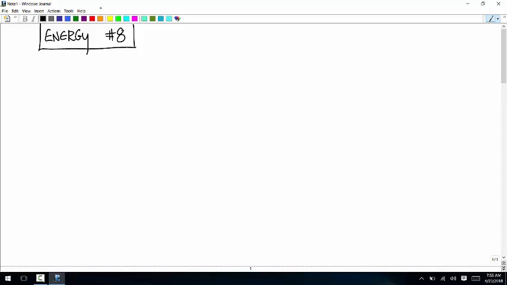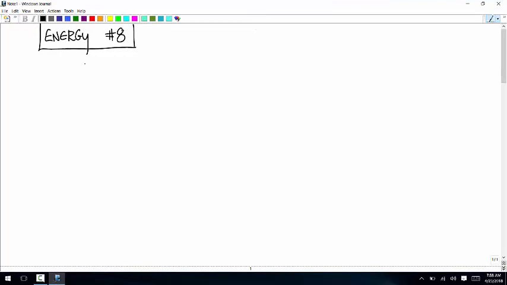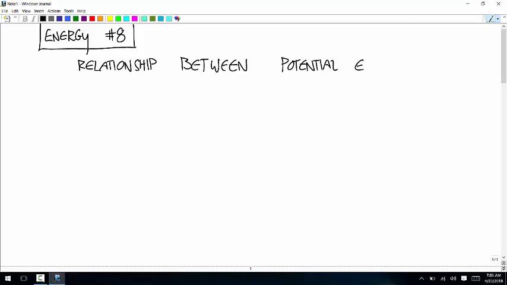Okay, well, here's the deal with the relationship. So my plan was to skip those, but this is useful. Just not as useful as some of the other stuff. Okay, so the relationship between the potential energy function and the force field. That's what we're looking for. This is 8, as it says right there. 8, number 8.